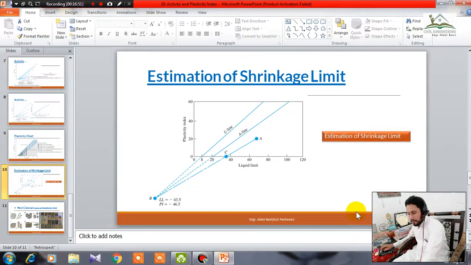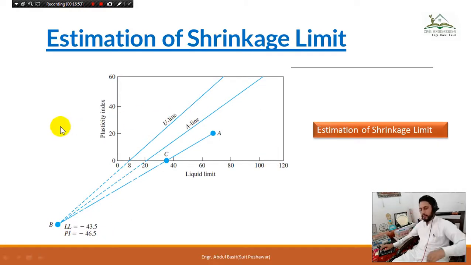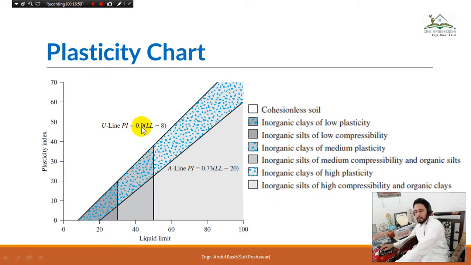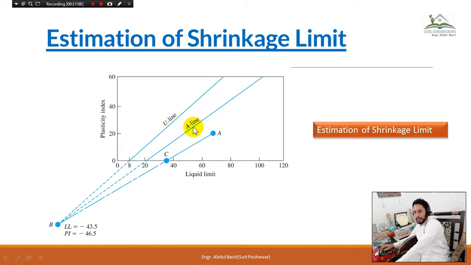Okay, here it is. The U line, you all know, is drawn by using this equation: 0.9 times (liquid limit minus 8). And the A line is drawn by this equation. So you have the U line and A line already drawn according to the available equations.